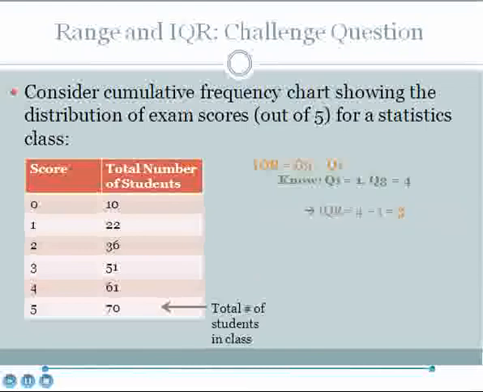The IQR is the difference between Q3 and Q1. We know Q1 is equal to 1 and Q3 is equal to 4, so the IQR is 4 minus 1, or 3.